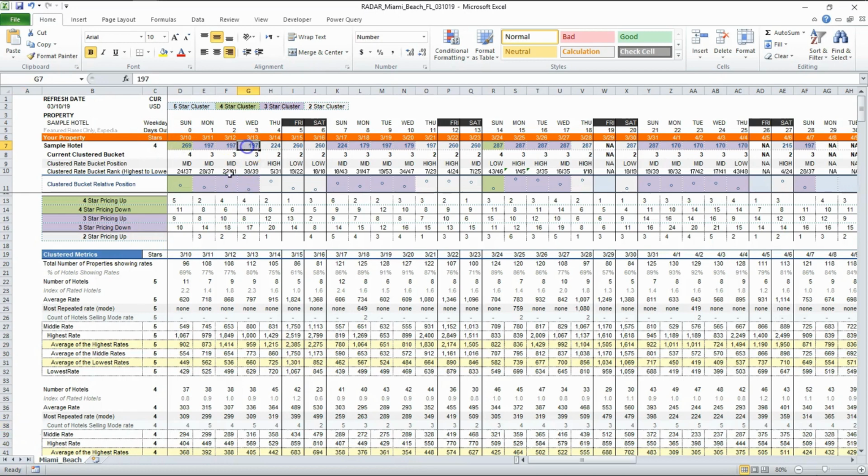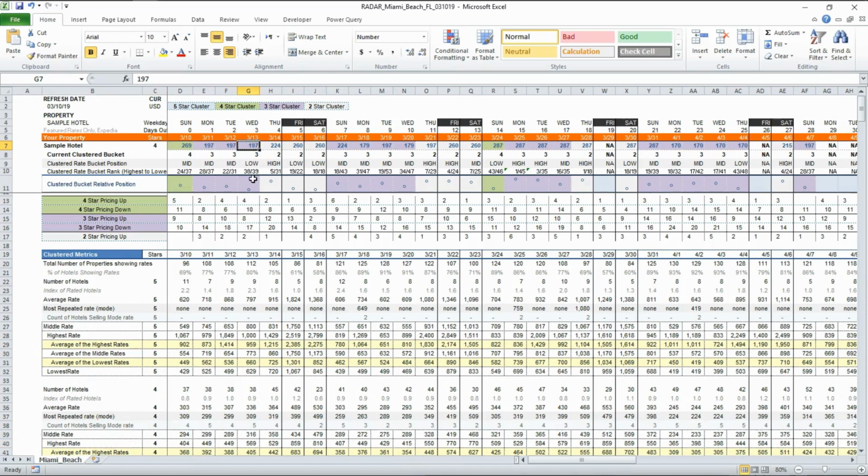Let's first focus on March 13th. The rate of $197 is situated in the low range of the 3-star bucket. Therefore, the first and most obvious observation is that this property is priced well below its 4-star counterparts. Could it be possible that they're trying to compensate for a lack of demand? But it could also be that they're pricing themselves too low in a low demand week.